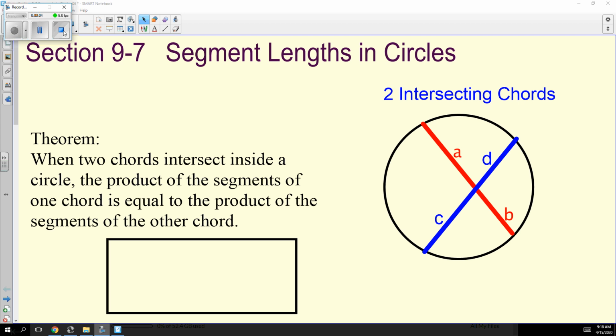Okay, guys, today, after talking about angles that are formed by tangents and secants and chords, now we're going to talk about segment lengths and how you can find segment lengths as they relate to circles and tangents, chords, and secants as well. Again, I'm not going to do the proof of these theorems.